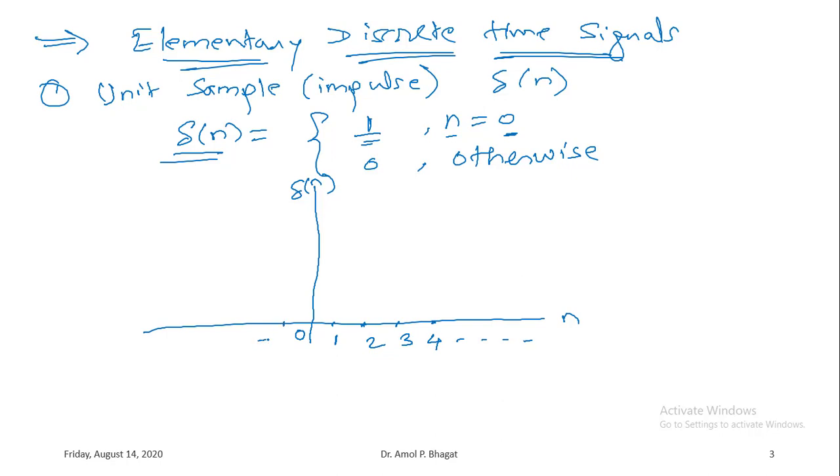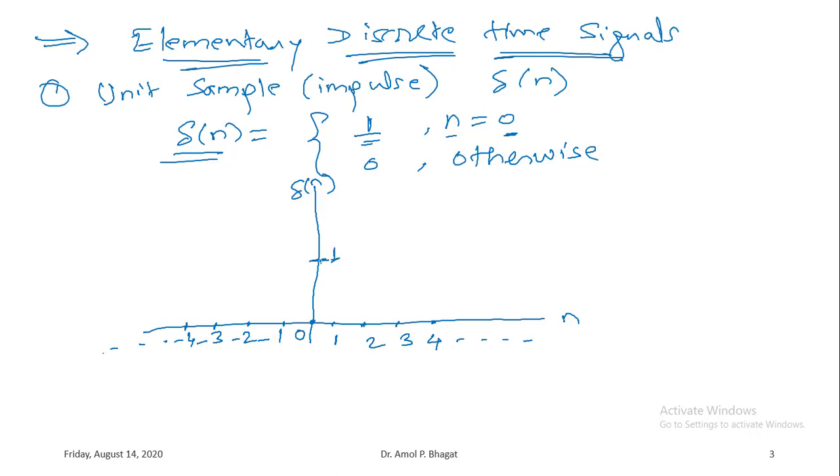Similarly -1, -2, -3, -4 and so on. So this del of n has value 1 at n is equals to 0. So at n is equals to 0 it has value 1.